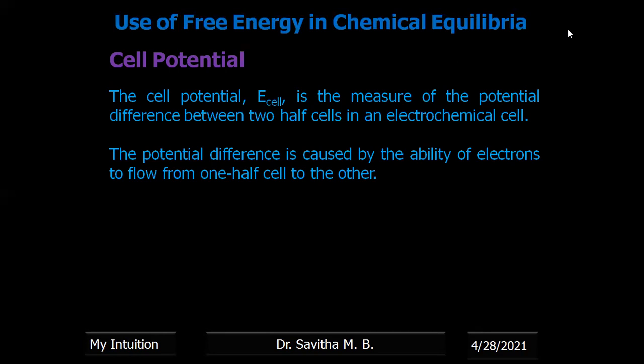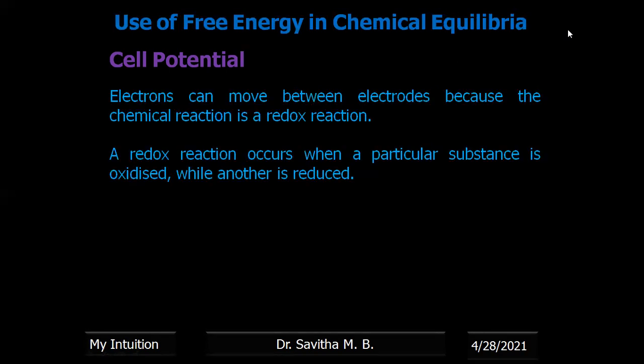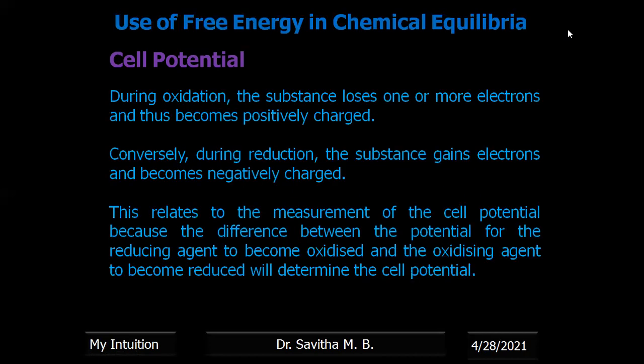Okay, so the potential difference causes the flow of electrons from anode to cathode. The electrons can move between electrodes because a chemical reaction is taking place, which is a redox reaction. A redox reaction occurs when a particular substance is oxidized and simultaneously another is reduced. During oxidation, the substance or the metal loses electrons and the metal becomes positively charged. Similarly, during reduction, the ions accept the electrons and get reduced, and they become negatively charged.